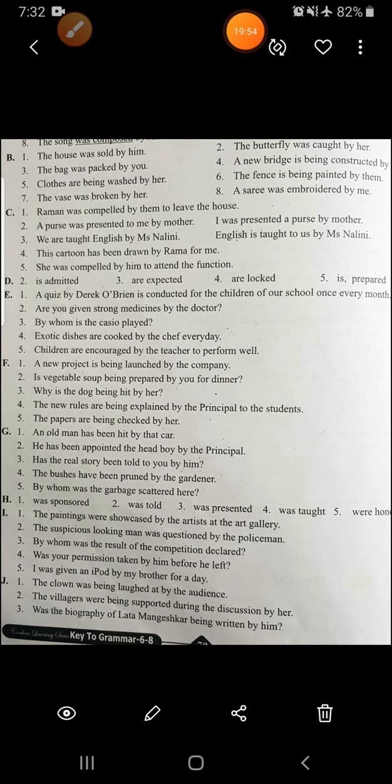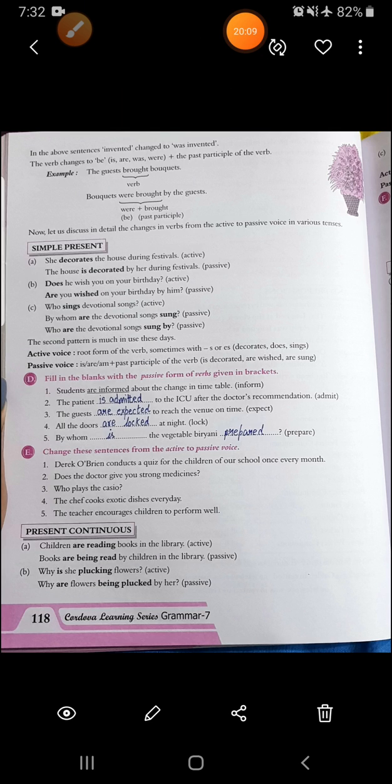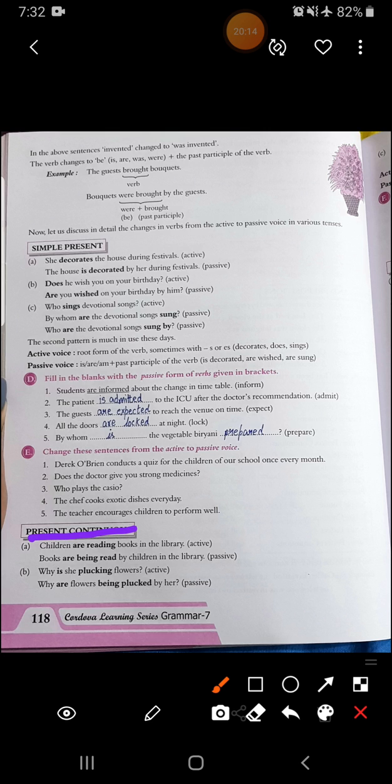Now see this exercise E in written form. If you have missed something, write it properly. All right. Now you have present continuous tense. If you remember, what extra word is added when we change it into passive voice? Being. Okay. And the rest you have to see according to the subject and all those things.